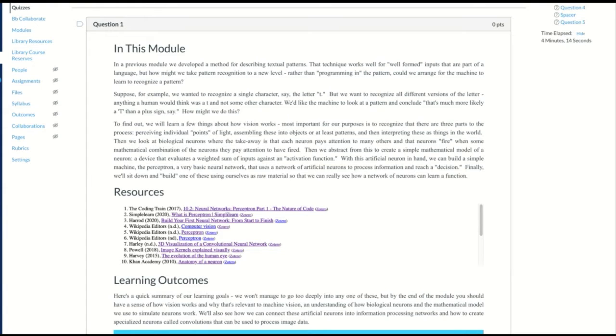Then the second thing we'll do is talk about how neurons work. So we'll look at biological neurons and do a little quick high school biology revisiting.